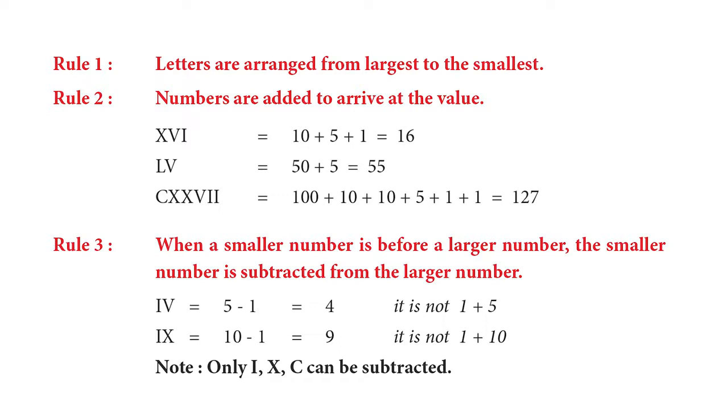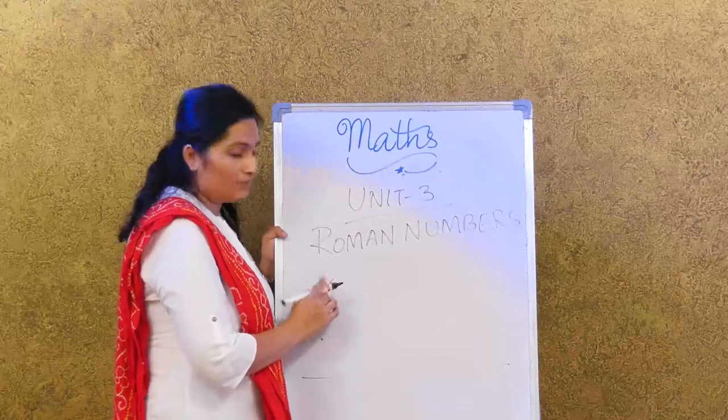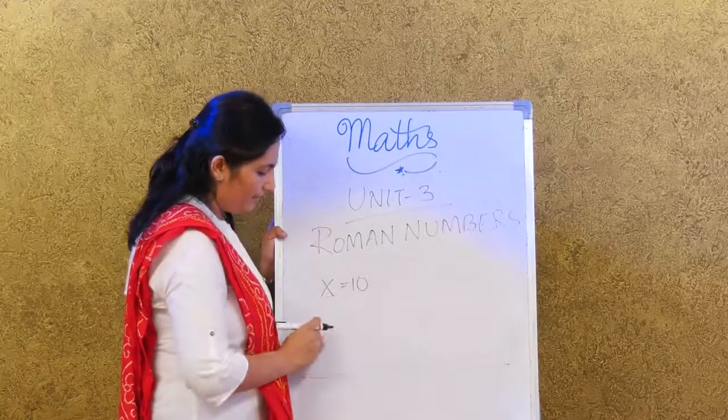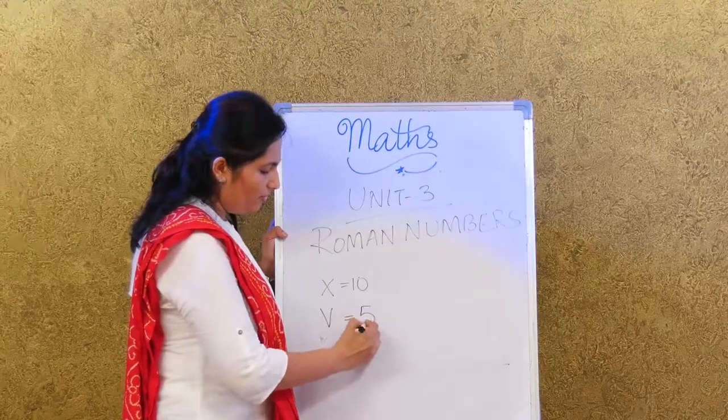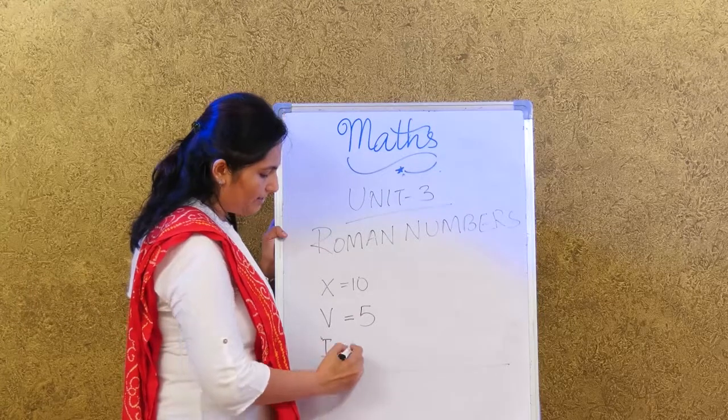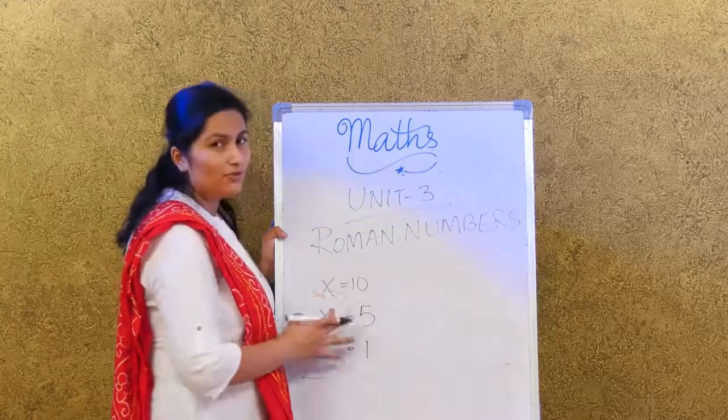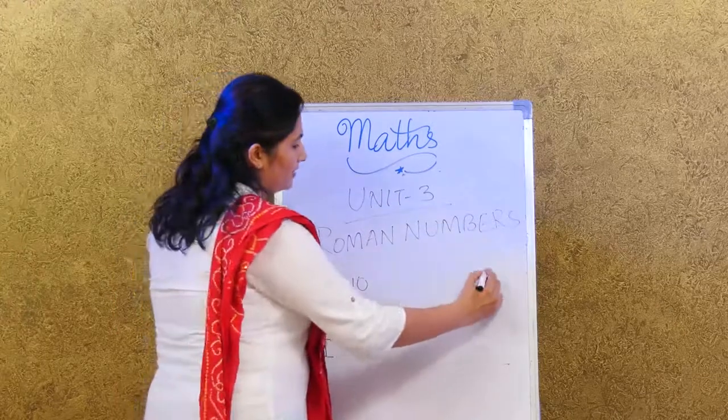The second rule. Rules mean you have to learn them by heart and remember them always. Numbers are added to arrive at the value. Look at the example. We are going to write the number 16. So we are going to use the alphabet X, which has the value of 10. And we also learned that V has the value of 5 and I has the value of 1.